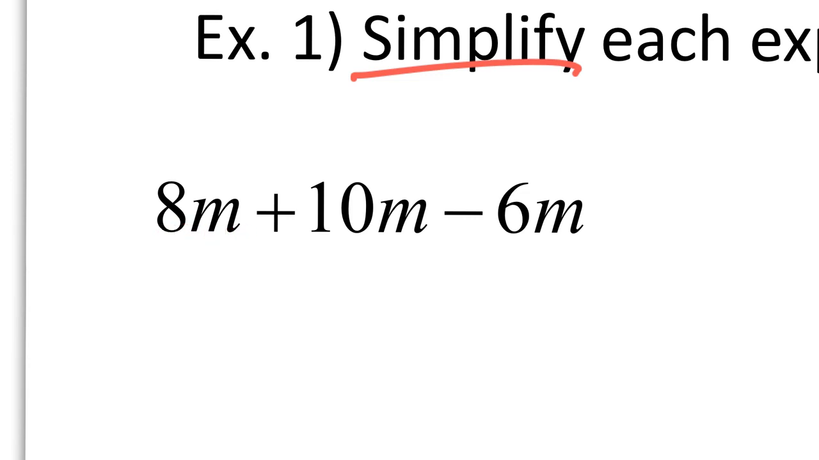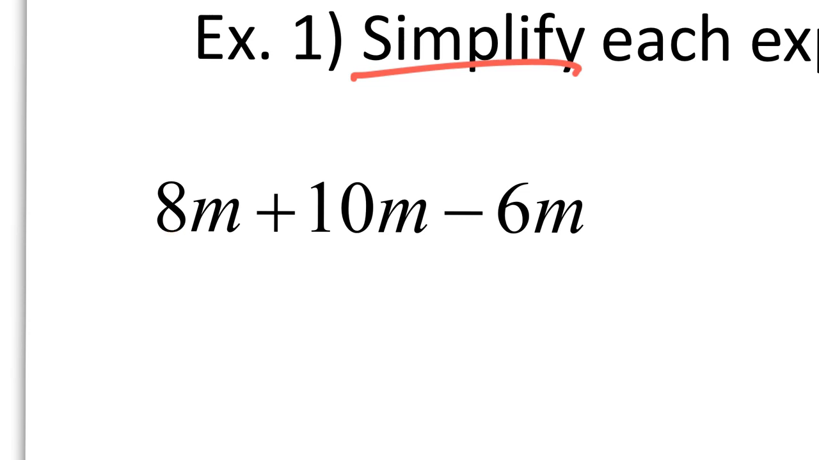This 8 has an m, this positive 10 has an m, and this one has the minus 6 and m. Every number has an m. So this is like saying, okay, I have 8 marshmallows, then I get 10 more marshmallows, but then I subtract 6 marshmallows. And marshmallows starts with an M, that's why I'm using that word, M. So you guys can say that, or you guys can say something else that starts with an M.